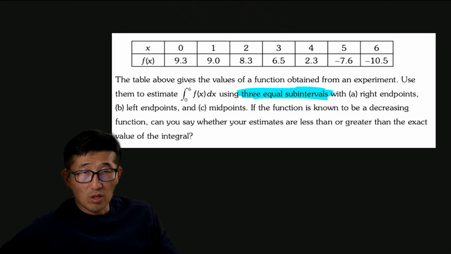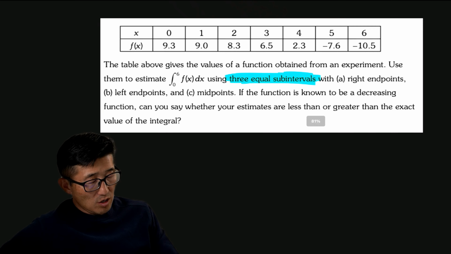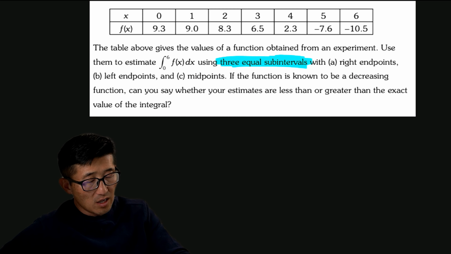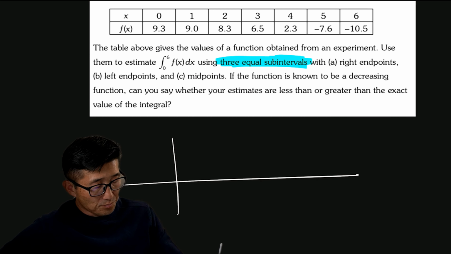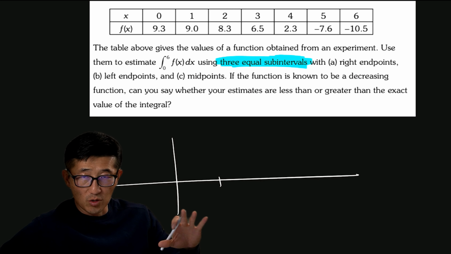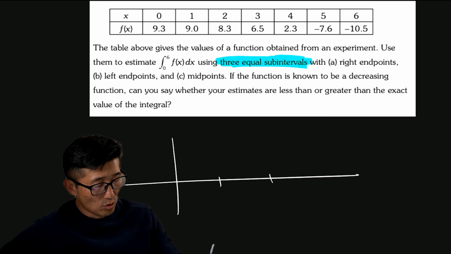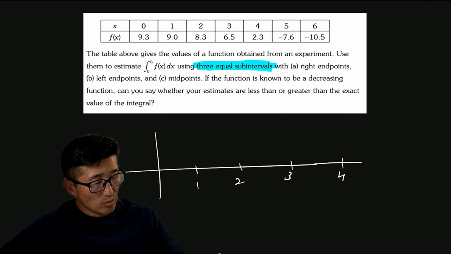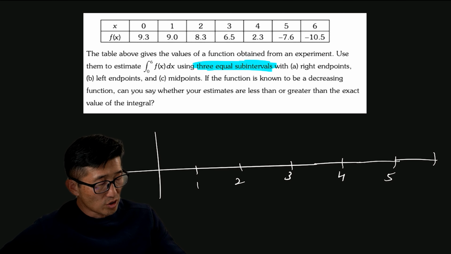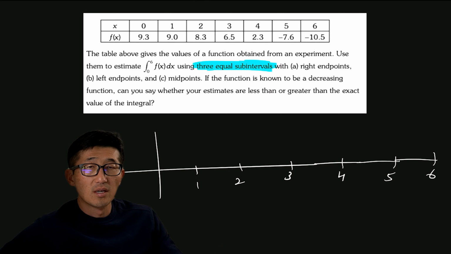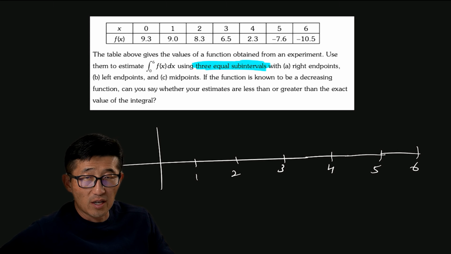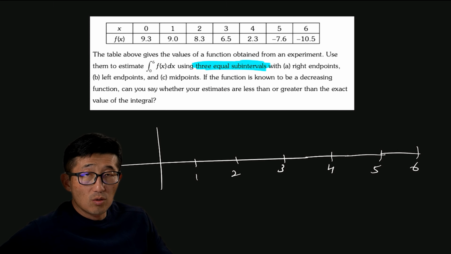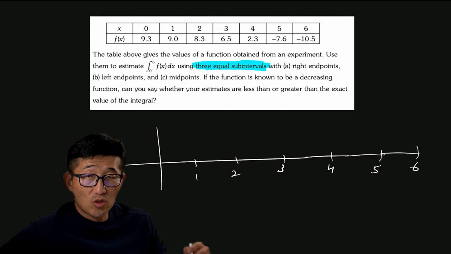Okay, so let's do the first one, the right endpoints here. The key is again understanding how to lay out your x-axis numbers. Now some people will know what to do, so they'll just jump right in. But for us newbies, we need to take it step by step. So using three subintervals from 0 to 6, that means we want to create three big fat rectangles, right?